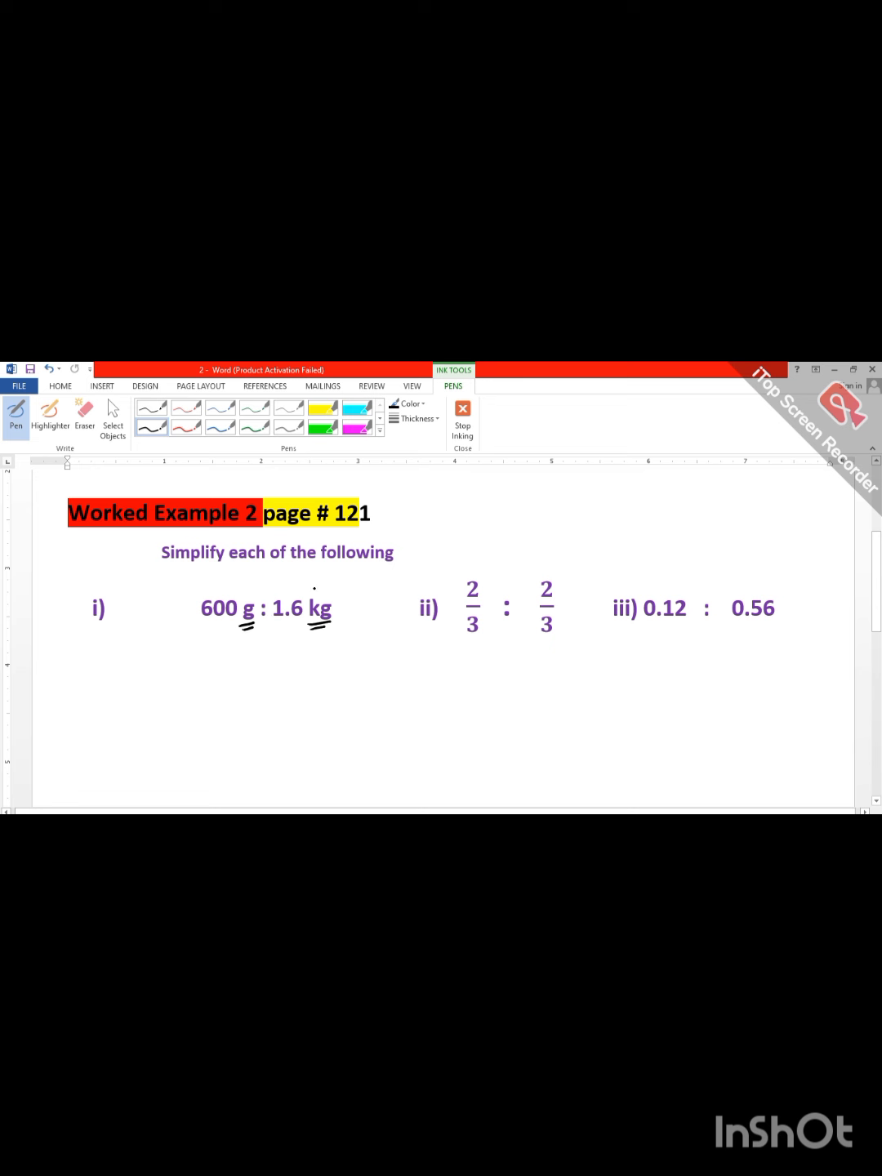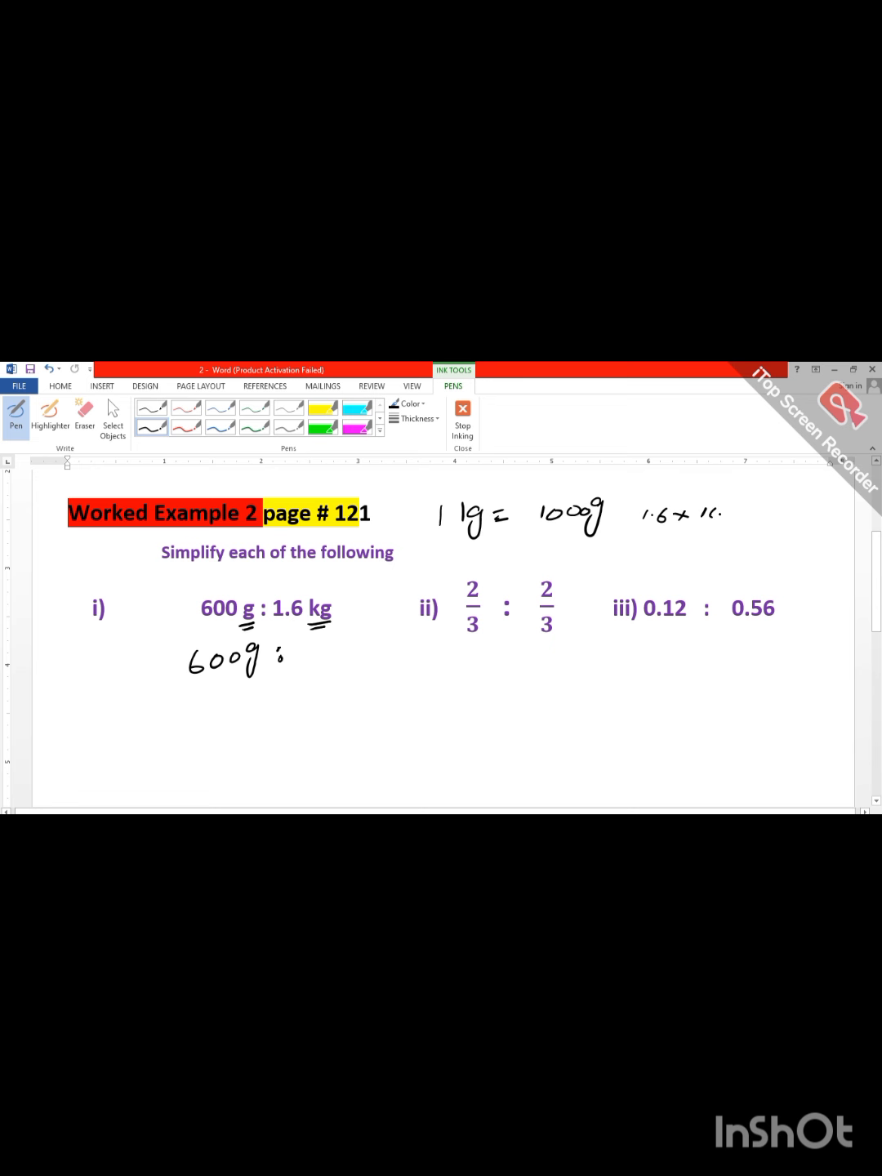So how many grams are in 1 kg? 1 kg is equal to 1000 grams. Am I right? Okay, so when we convert kg into grams, we will multiply 1.6 by 1000. We will not change the value of grams, that is 600 grams ratio 1.6 multiplied by 1000. What do we get?